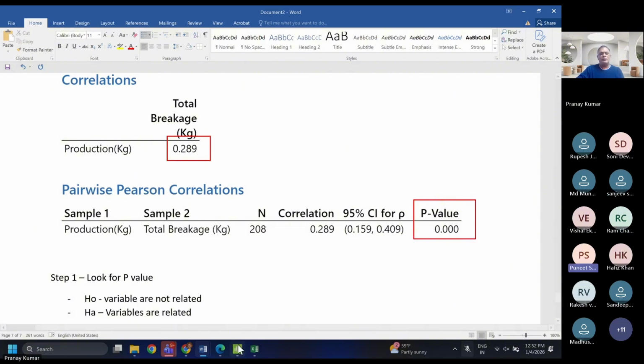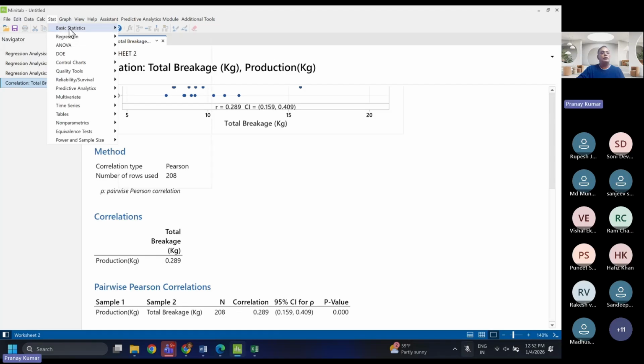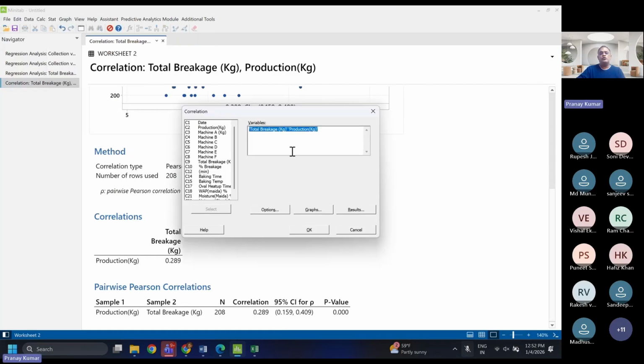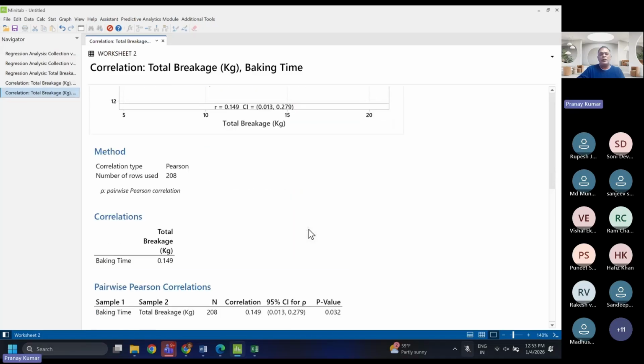सर एक कोरिलेशन और कर सकते हैं, हाँ, बहुत सारे करते हैं. जस्ट टेस्ट. हाँ. So I'm saying go to stats, go to basic stats, go to correlation. Choose your Y first, followed by the X. So let's say I have total breakage versus baking time. Press OK. You will get your p-value. P-value here. Let's make a screenshot again.